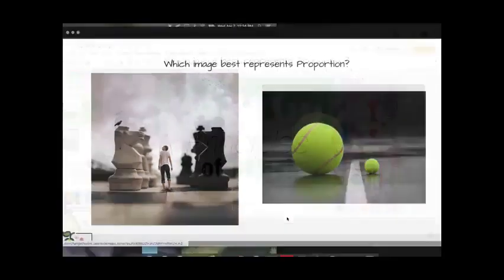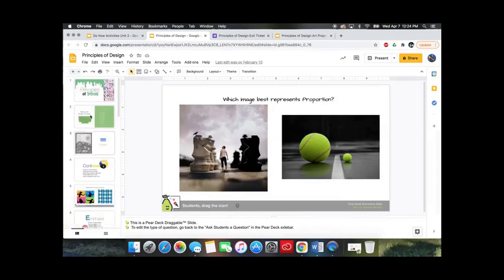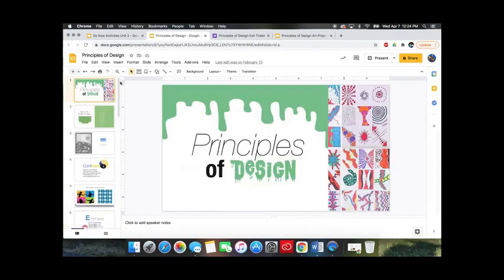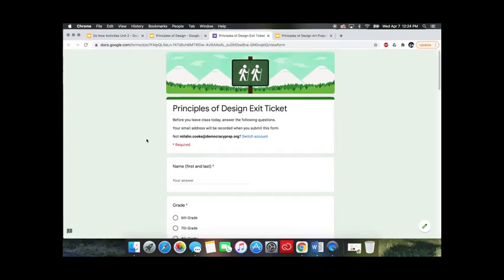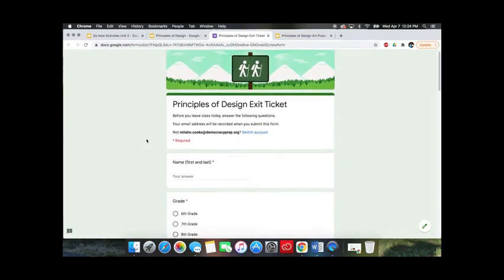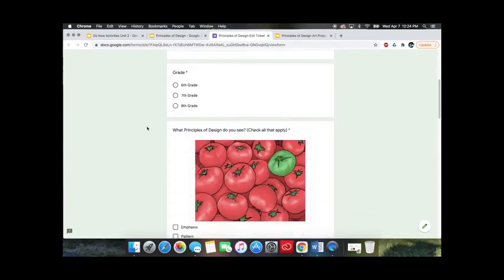All right, so that actually concludes our presentation for today of the principles of design. Now we're actually going to go into the exit ticket for today. So I'm going to send this exit ticket in the link, in the Zoom chat, so that you can click the link and answer the different questions. If you do need any help, please let me know. I'm always here, but this is just a quick knowledge check to make sure everyone was following along.